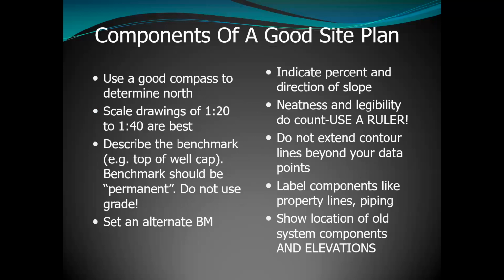We can't see stuff. Don't extend contour lines beyond your data points. Label things like property lines, piping. Too many times we just see lines on there. We don't know what it is. There's a building with a line with a square with a line. What is that? Oh, that's the building sewer and a tank and another line. Or is that a fence and a shed in the middle of a fence? I don't know what that is. So make sure we label things.